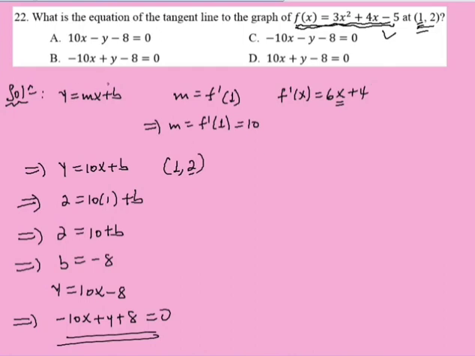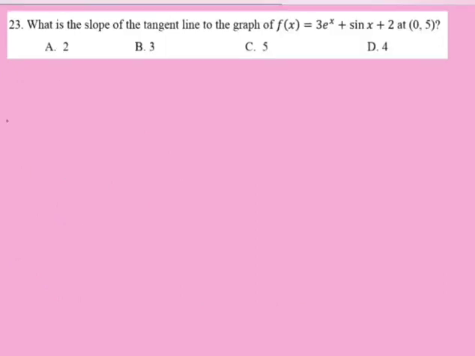So from the given alternatives, minus 10x plus y plus 8, or you can rewrite this by multiplying both sides by negative. It becomes 10x minus y minus 8 equals 0. You can also search for this kind of line, which is definitely this one. What is the slope of the tangent line to this graph at the point 0, 5? We will use the same procedure as we did in question number 22. So to find it, say the line is y equals mx plus b.